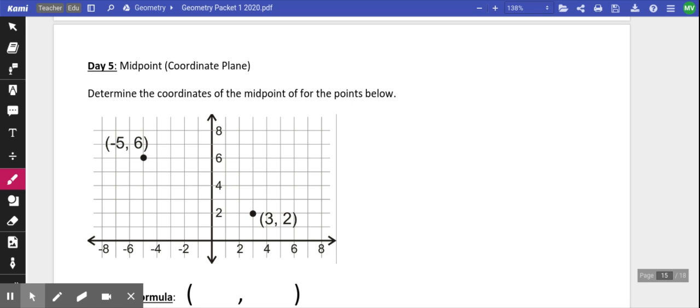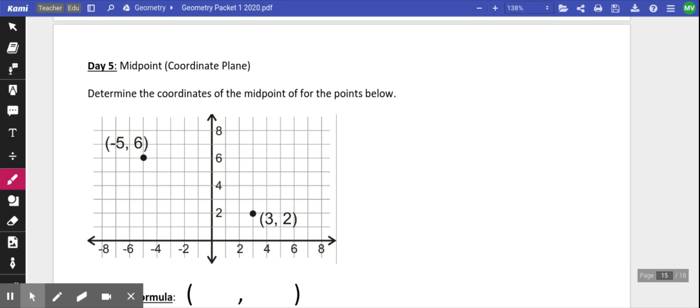Hey everyone. Today we are going to finish our discussion of midpoint. Yesterday we defined a midpoint as the middle and being the point that exactly cuts it in half. Today we're going to talk about how to find it on a coordinate plane.